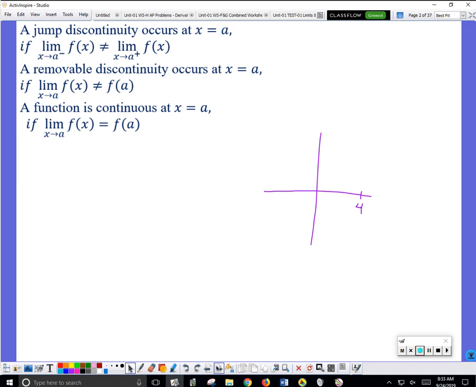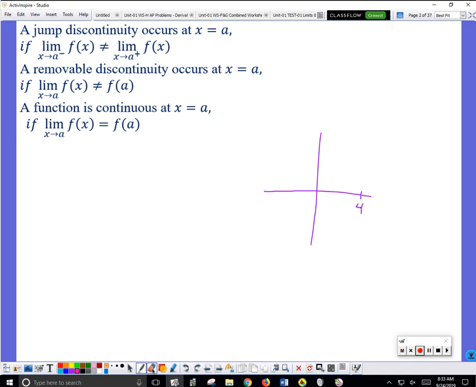Removable occurs if there's not a jump, then you go on to see if there's a removable. Also remember, removables only occur in piecewise. So if there's no jump, we now know the left and right limits are the same because there wasn't a jump. We're now looking to see if the limit value is different than the function's value. If the limit value is different than the function value, then you have a removable.